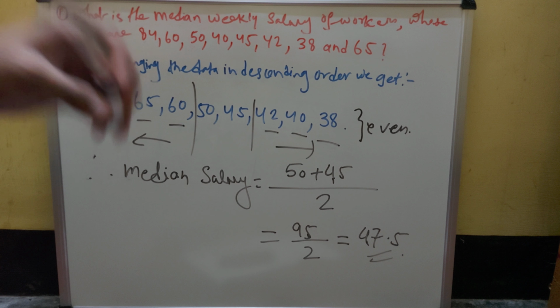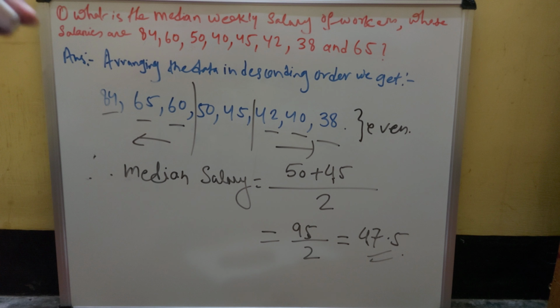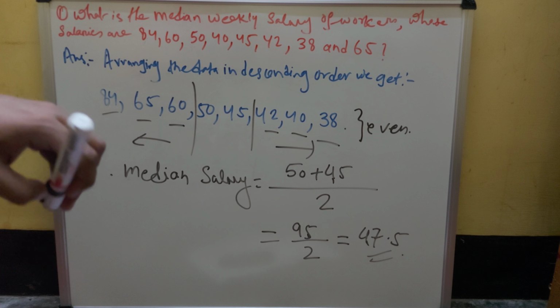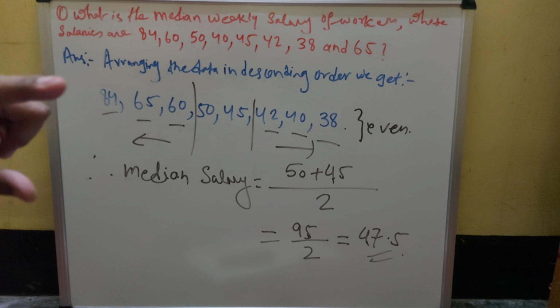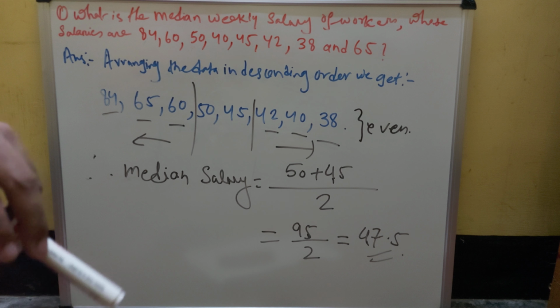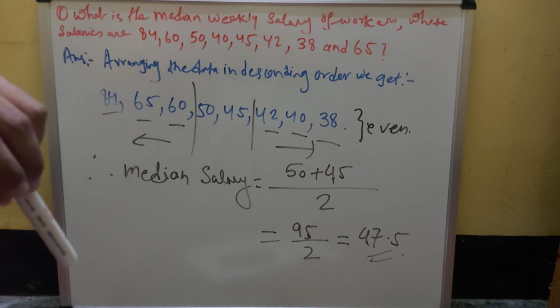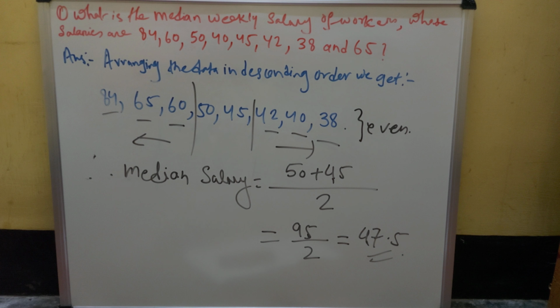Whenever even numbers of values or even data will be given, at that time, we will take two numbers as our median. We can't take a single number, okay? Whenever a single number is given, so single data will be given, we will take only one number. Are you clear? This is the method of solving, okay?